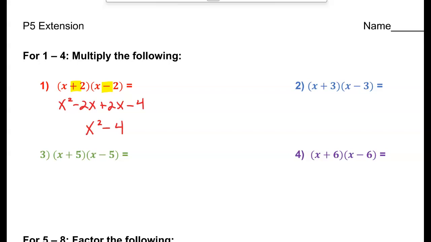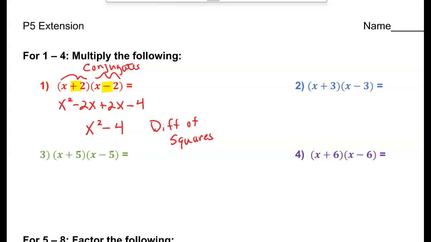Now, there was a special name for this type of binomial. Does anyone remember the special name? What type of number is 4? Perfect square. What type of number is x squared? This is called a difference of squares. So these are called conjugates, and once we multiply the conjugate binomials together, we end up with a difference of squares.